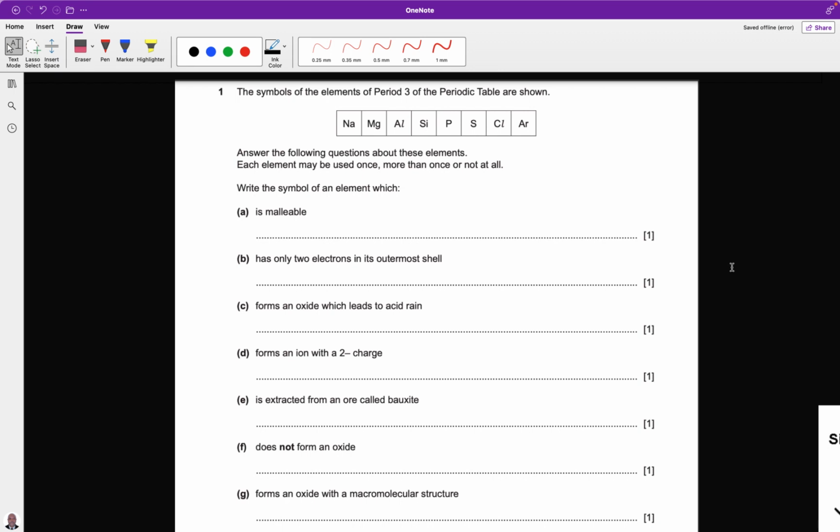Malleable. Malleability exists only within metals. What is malleability? It should be noted that malleable is the ability of a substance to change shape or structure when twisted or when hammered.